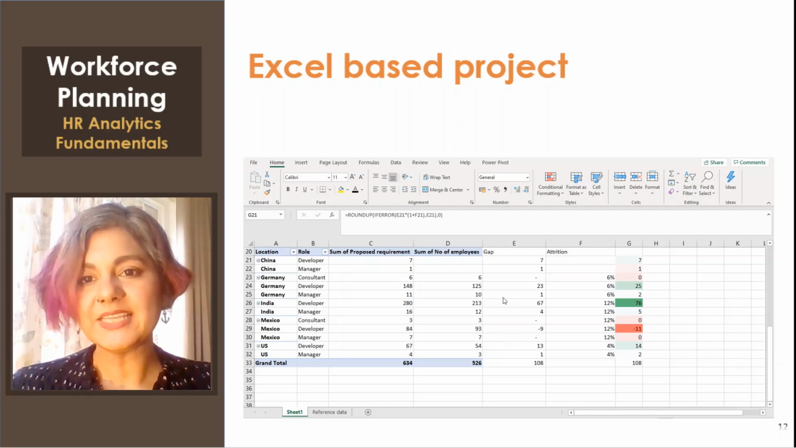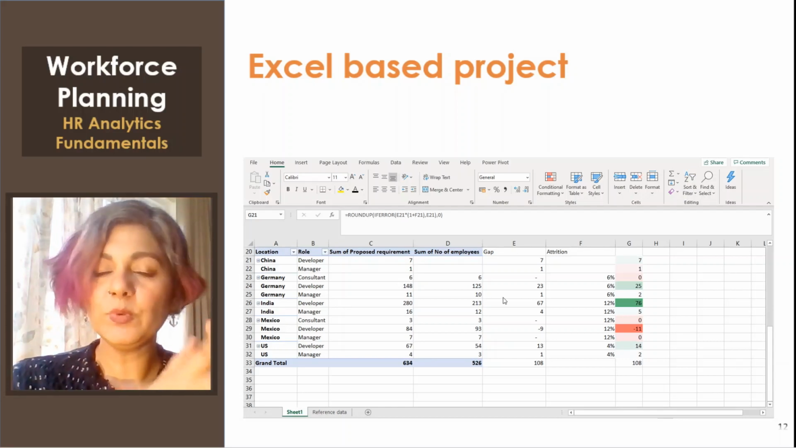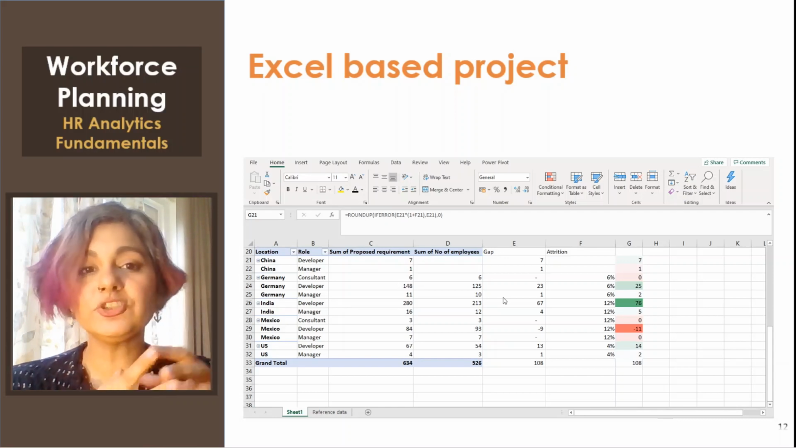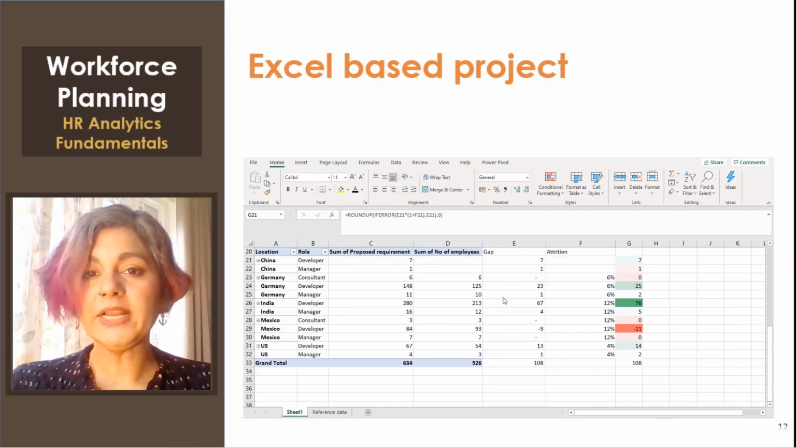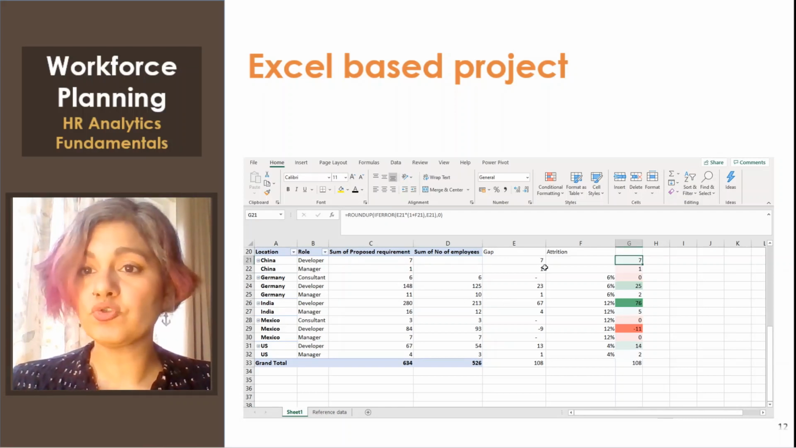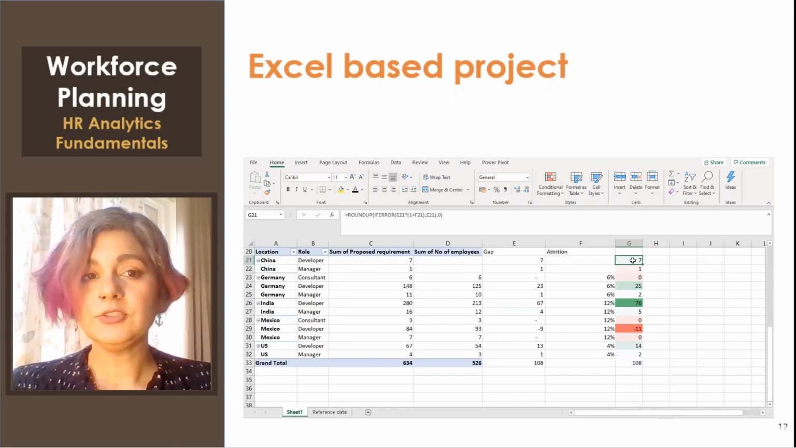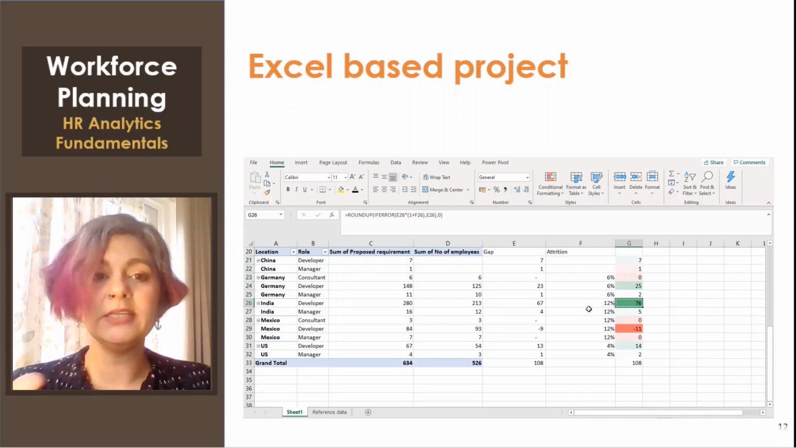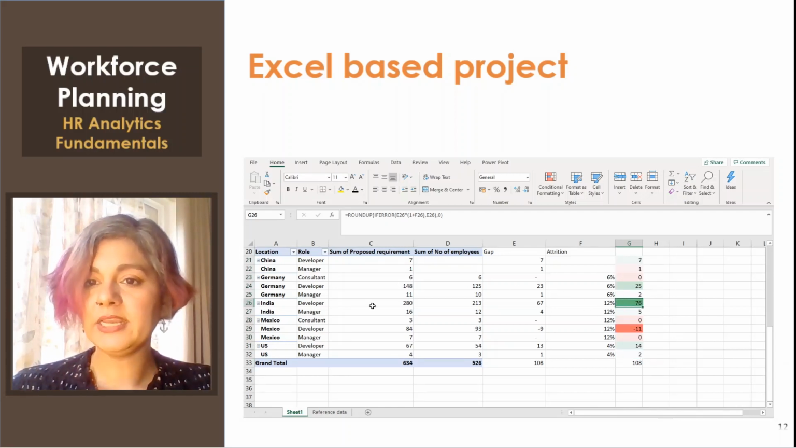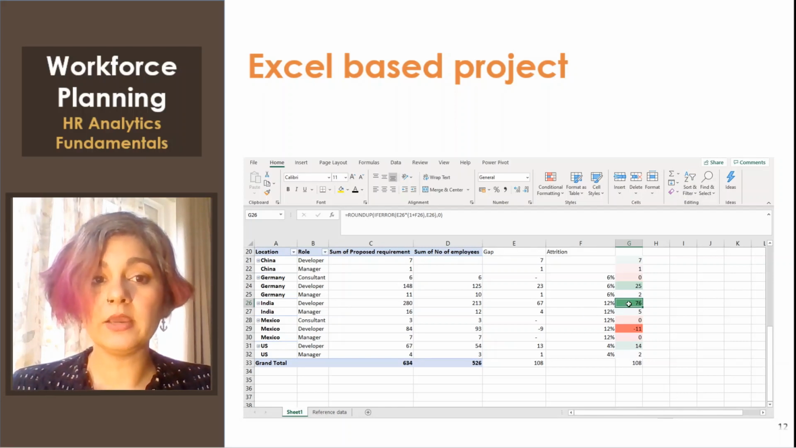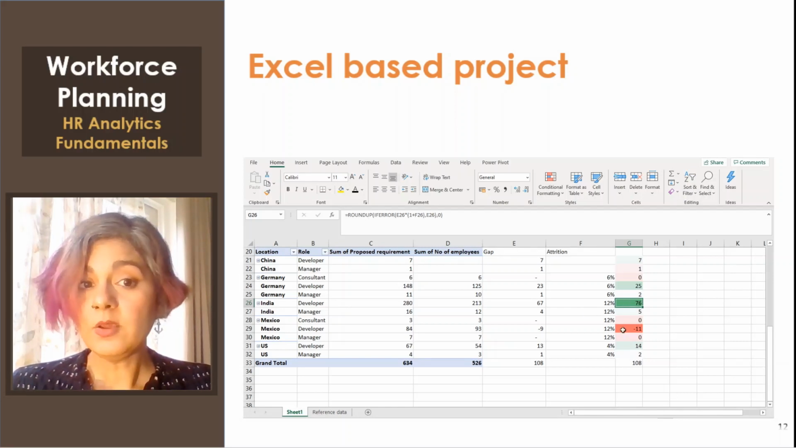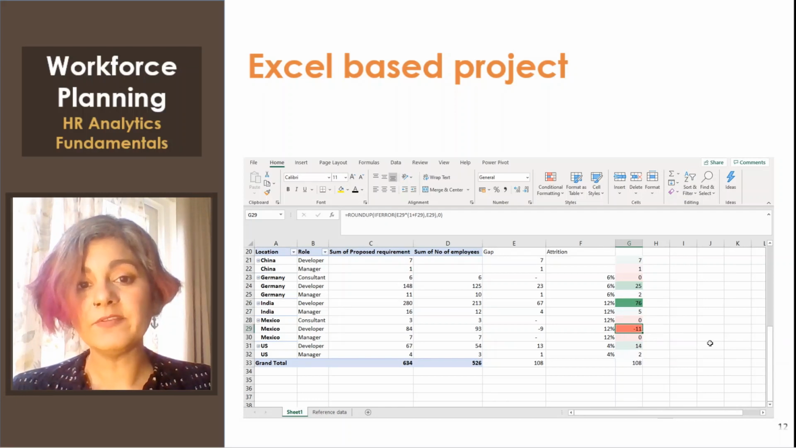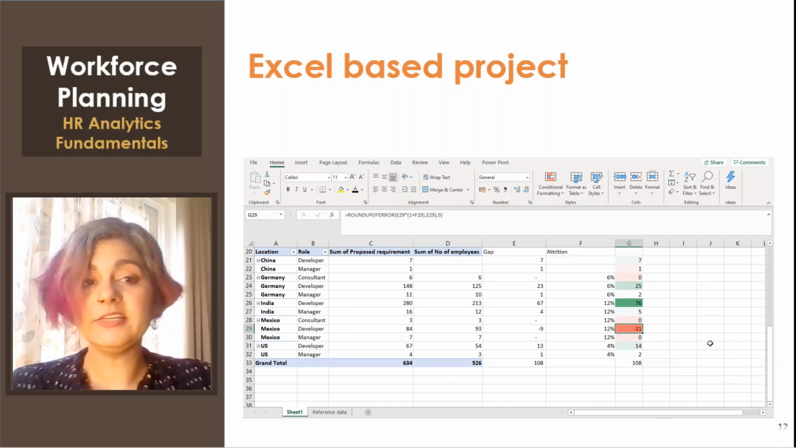So now we have a good sense of how many additional people we need in which locations and for which roles. So let's see what are some of the further insights that you can draw from this data. What I've done over here is a simple conditional formatting to show which are the areas where I need to do a significant number of hiring. So here in India, you can see that I need to hire a large number of developers, while in Mexico, I have a problem of additional developers.